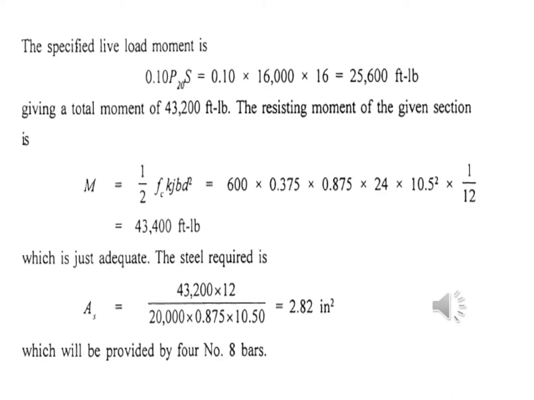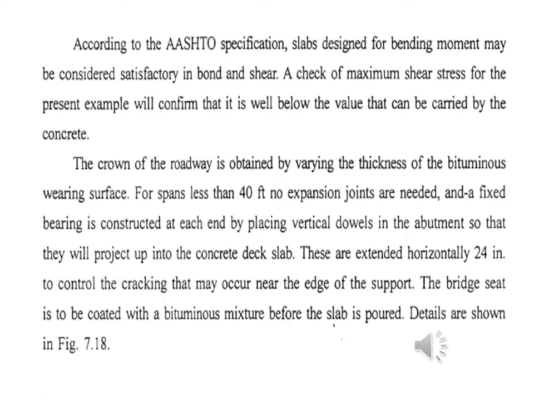So according to the AASHTO specification, the slab designed for the bending moment may be considered as satisfactory in bond and shear. A check of the maximum shear stress for the present example will confirm that it is well below the value that can be sustained by the concrete.